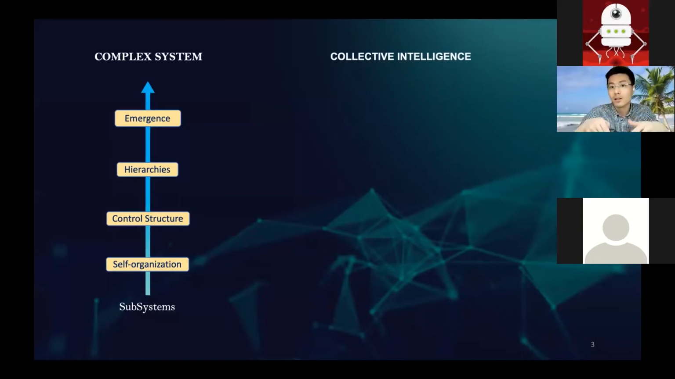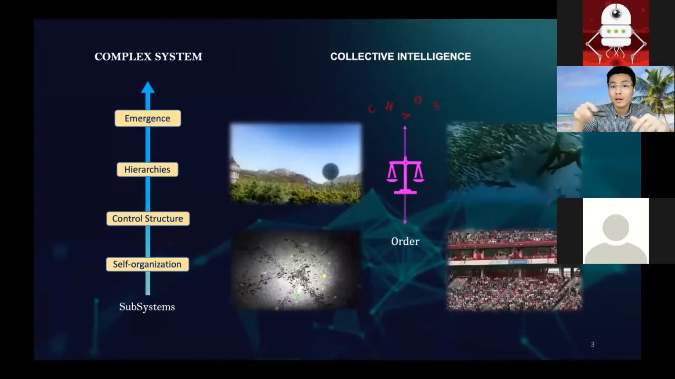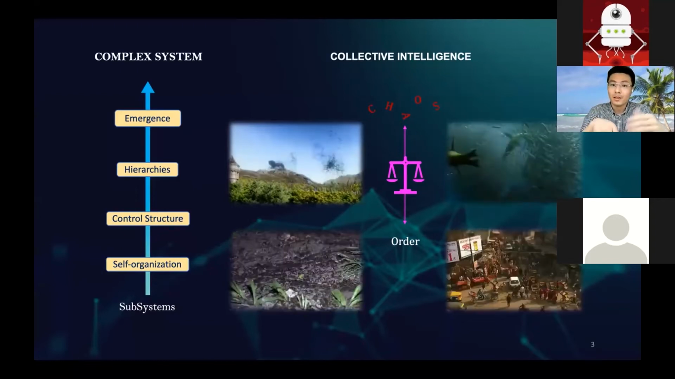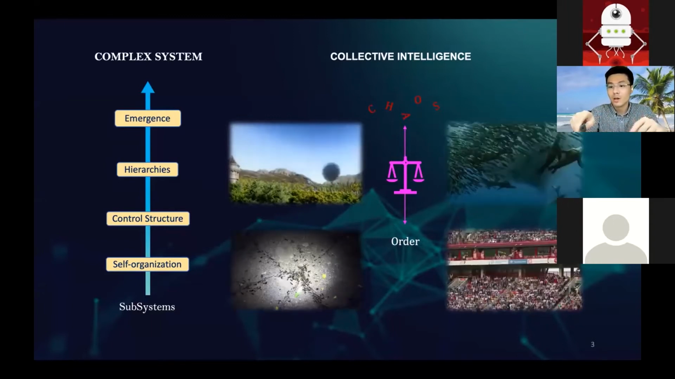One example of the complex system is collective intelligence in nature, as in these videos: the flocking of birds, the schooling of fish, the ant army, and the crowd of humans. If you consider the length scale and the intelligence level of those individuals, they are clearly different, but they still demonstrate similar collective behavior. In these systems, individuals can self-organize from a very disordered and chaotic state into a very ordered state. That's why we also call collective intelligence the edge of chaos.